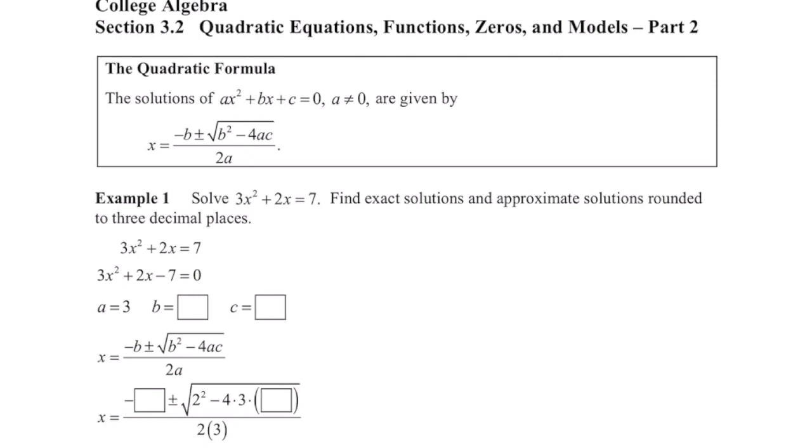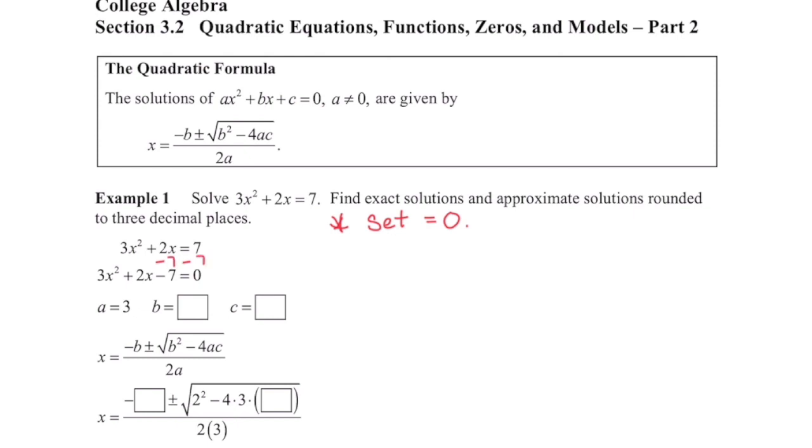So let's solve 3x squared plus 2x equal to 7. Find the exact solutions and approximate solutions rounded to 3 decimal places. So first of all, notice that in our formula we have it set equal to 0, so we need to also do that here as well. So we want to make sure that our equation is set equal to 0 first. To do that, I'll subtract 7 from both sides.